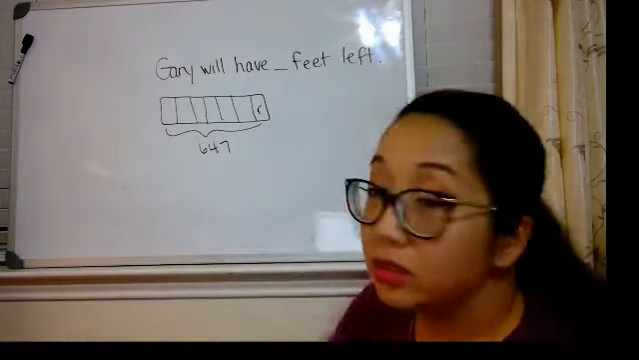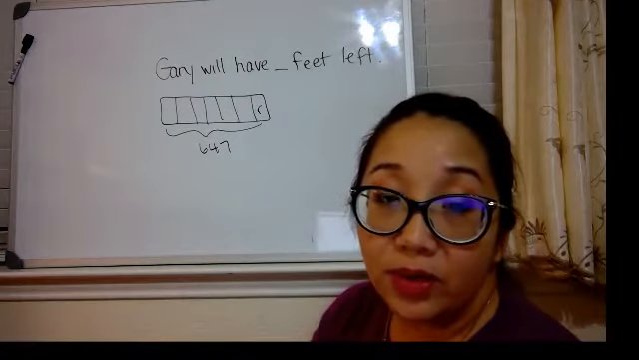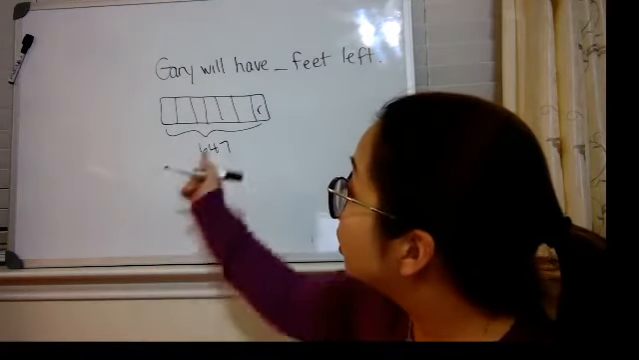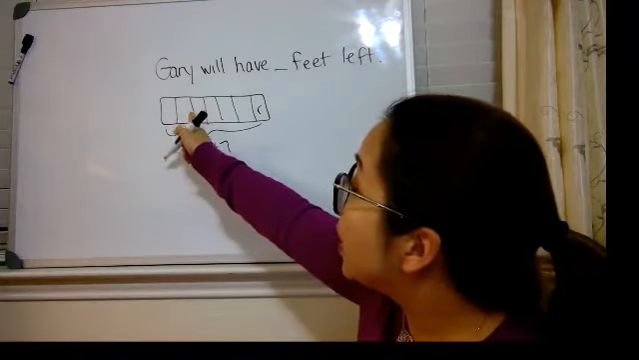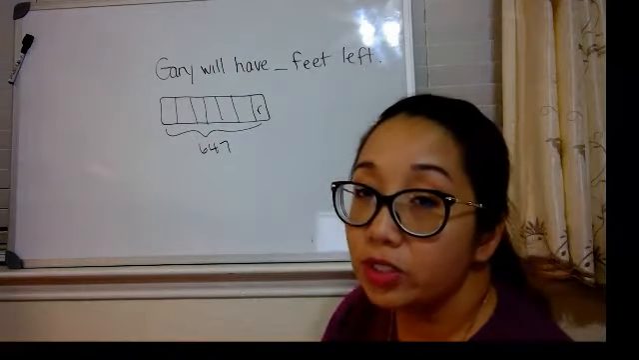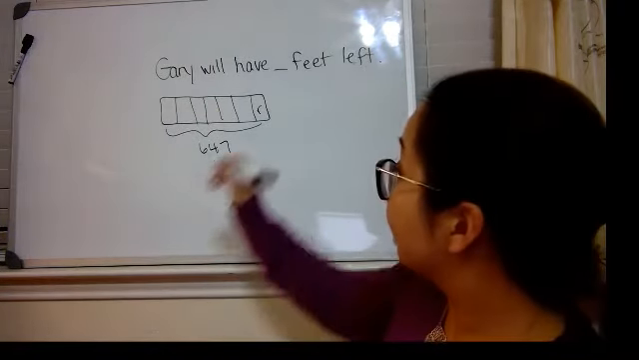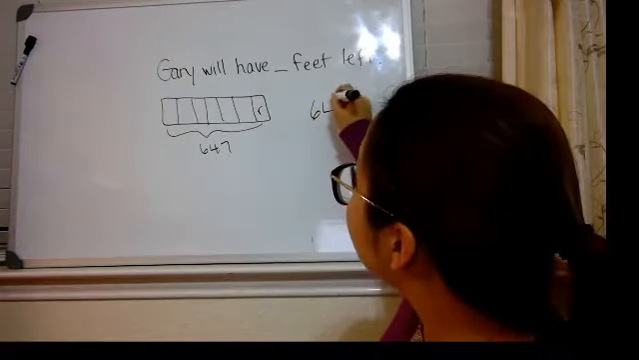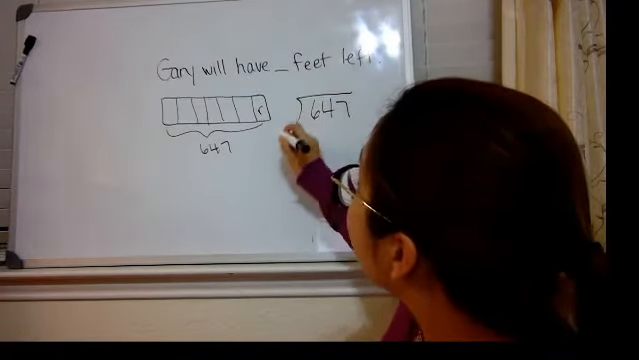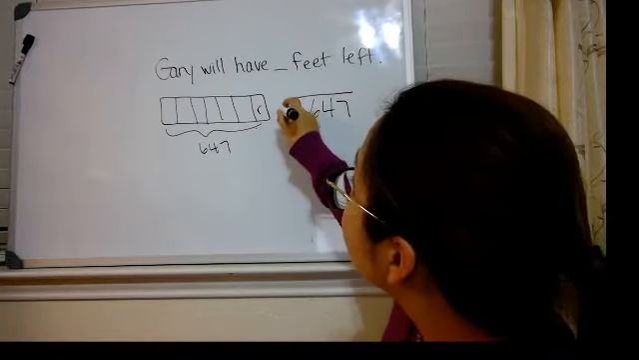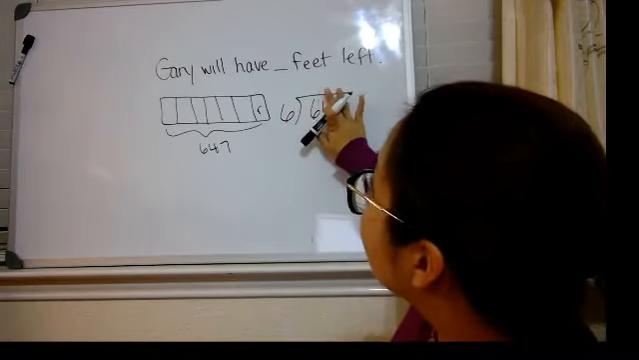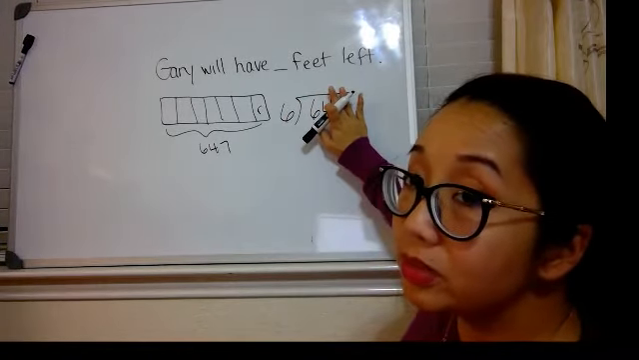Okay, so we're going to figure it out eventually. So what do I have to do to know how much fencing he needs for each? Divide. So let's do 647 divided by how many dog pens? 6. Okay, 6 goes into 6 how many times?